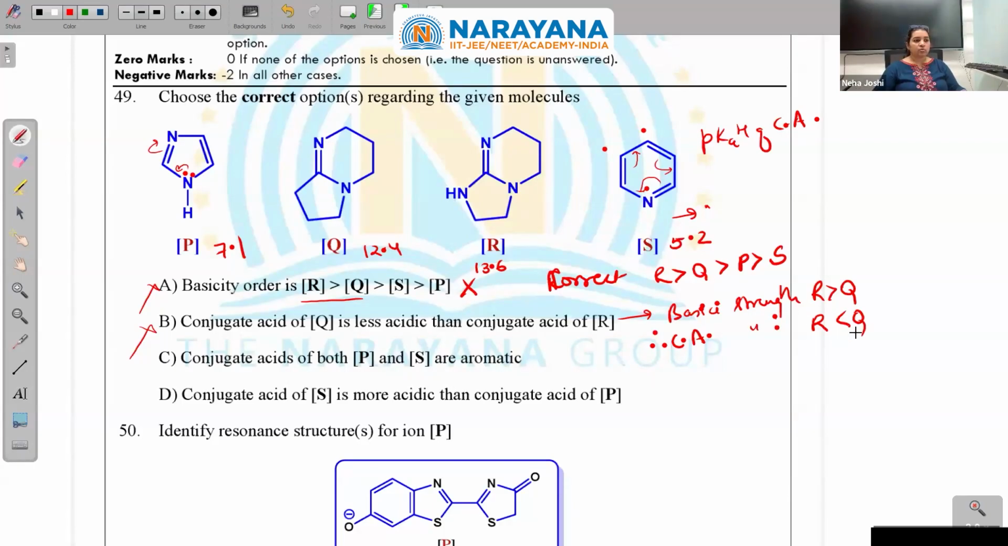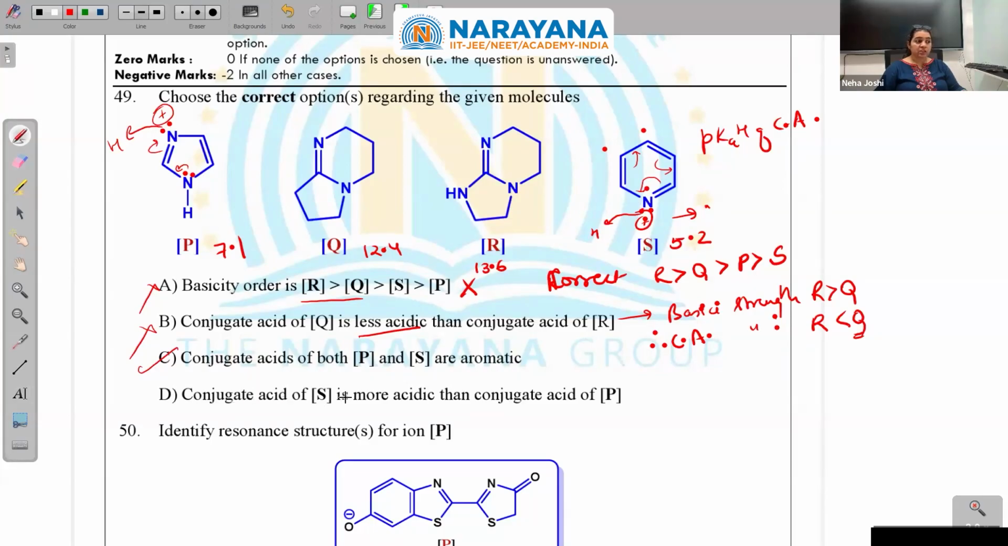Right? So Q should be more acidic. यहाँ लिखा है less acidic, so this cannot be the answer. Conjugate acids of both P and S. P and S are aromatic. That is true, because these non-delocalized lone pairs will be participants. That will certainly have no impact on aromaticity. So yes, that is true.